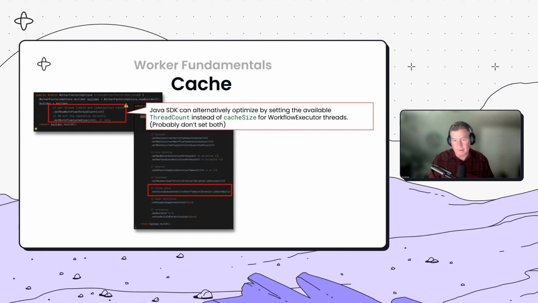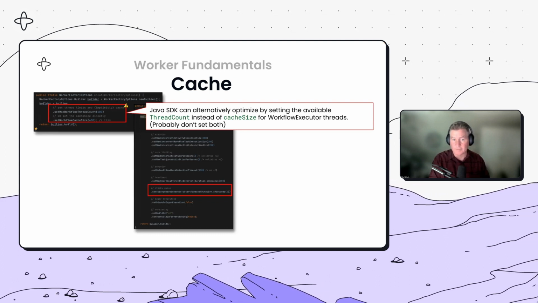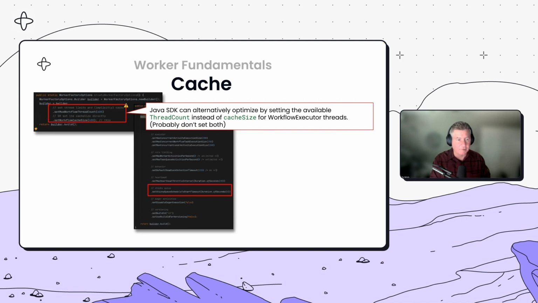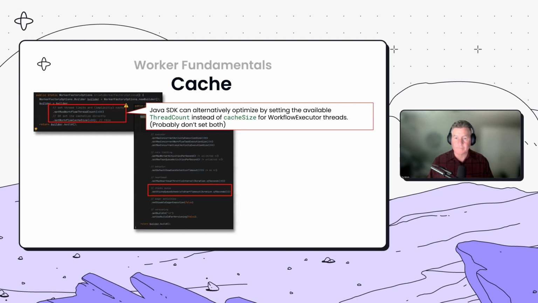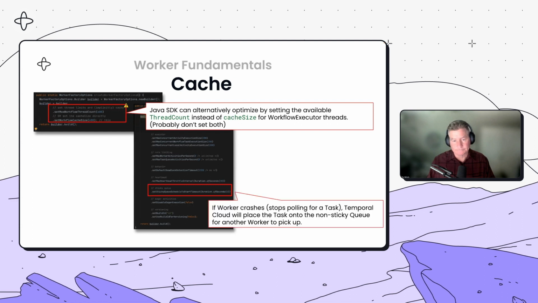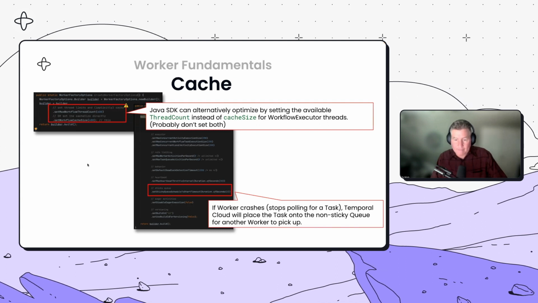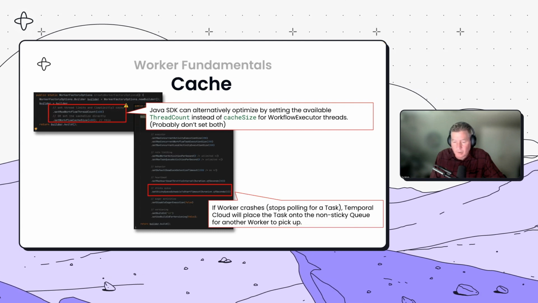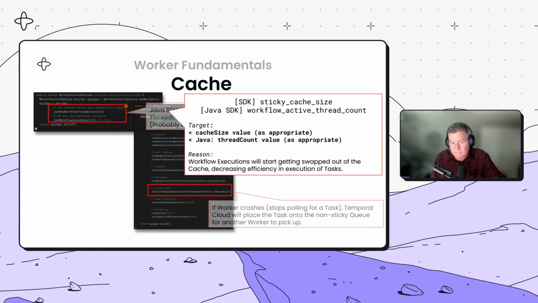Now, the Java SDK, like I said earlier, has some alternatives in terms of how you keep workflow executors around to get this optimization. So you can set the thread count. I see most Java developers doing that. You can set the cache size directly as well. And what that'll do is keep the execution threads around. Now, if the worker crashes, like I said earlier, the non-sticky queue will go ahead and pick that task up from the sticky queue on the server so that another worker can pick it up.